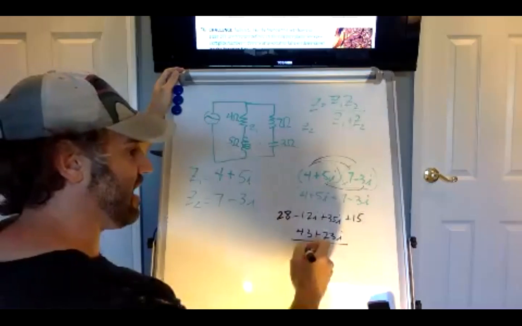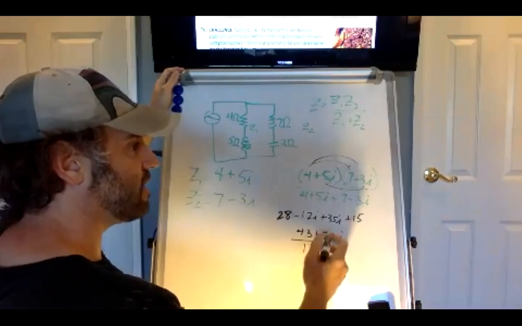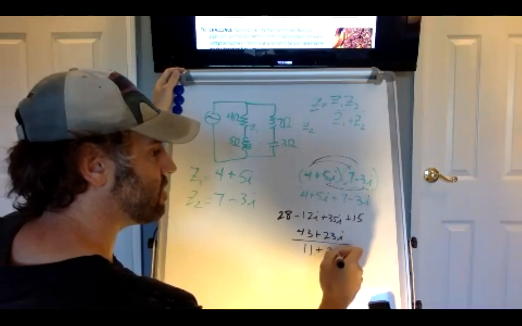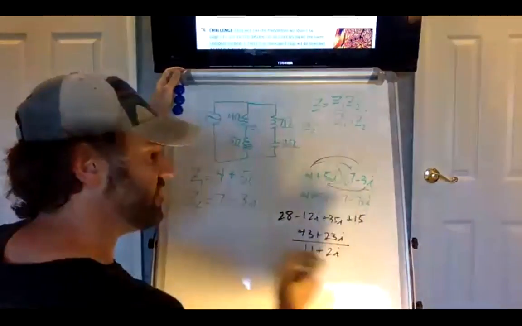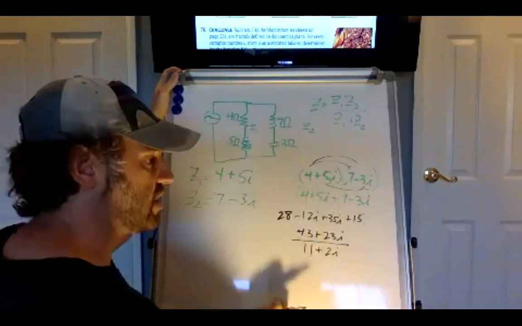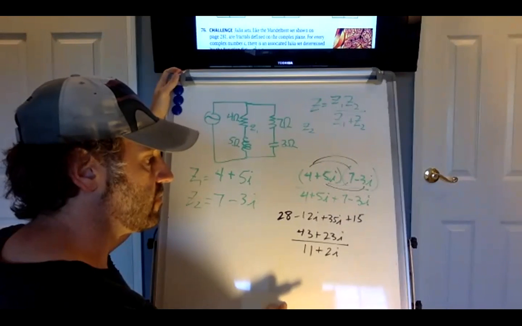4 plus 7 is 11. And then it'll be plus 2i. And then you don't leave it like that. What do we do with that? We multiply by the complex conjugate, right? On top and bottom.